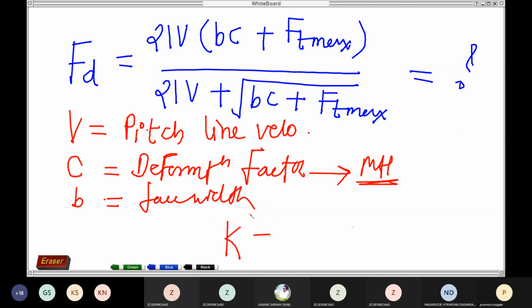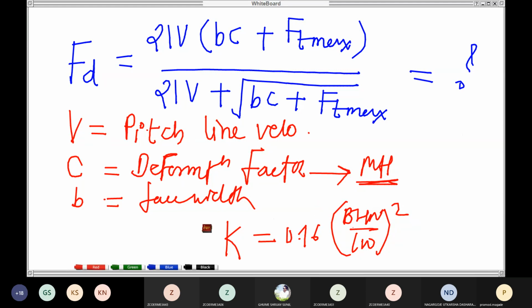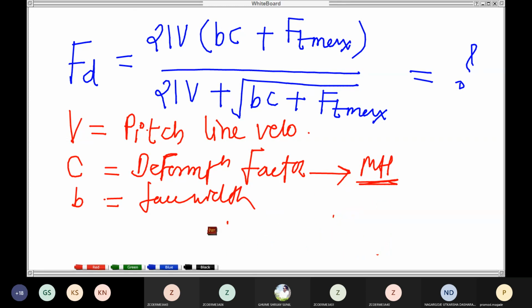as we have seen in the terms for K, the load stress factor. We have seen for steel it is 0.16 times (BHN by 100) whole square, that we have seen, correct. For cast iron it is 0.21 times BHN by 100. For cast iron gear and steel pinion it is 0.18 times BHN by 100. That was according to material. So here also the deformation factor totally depends on the material.